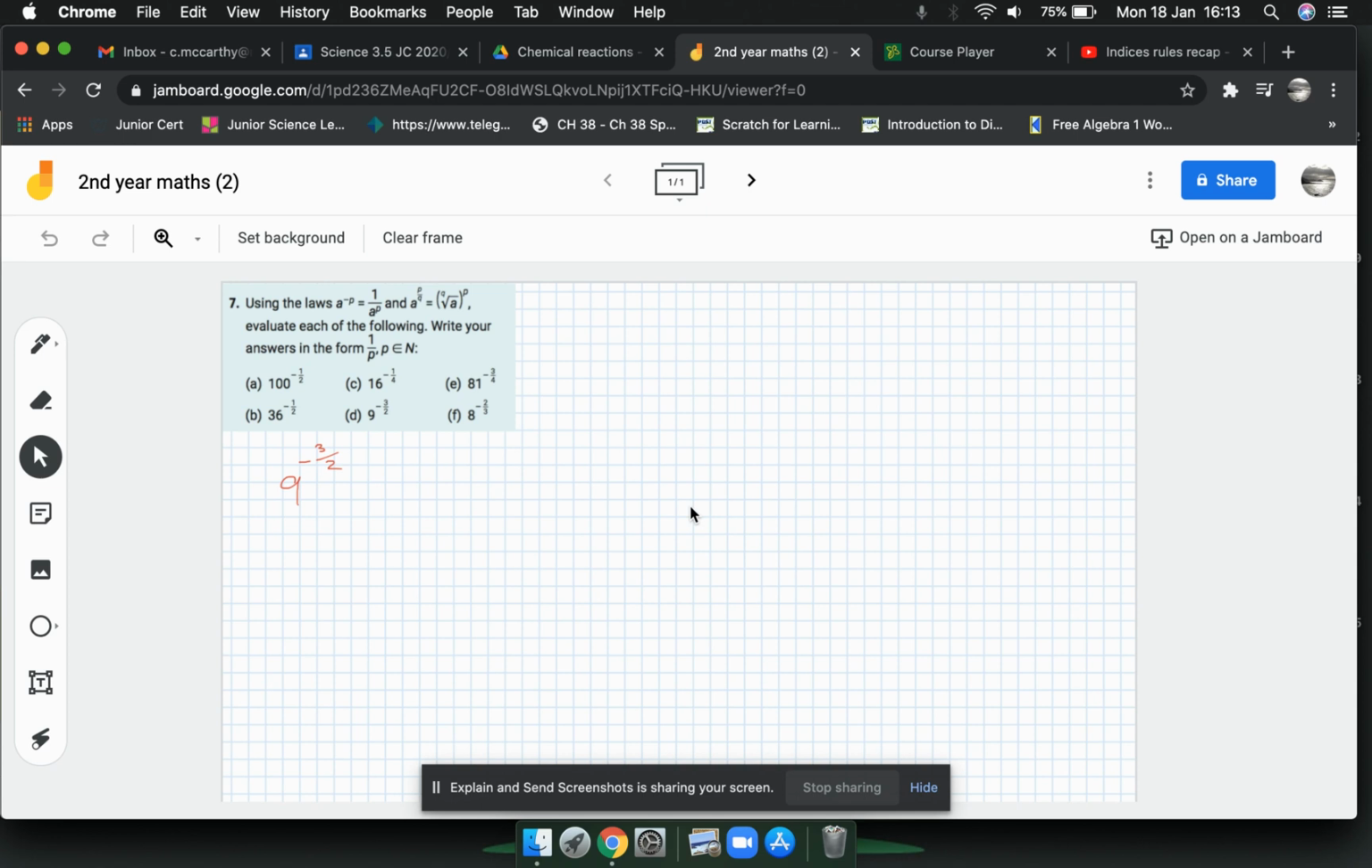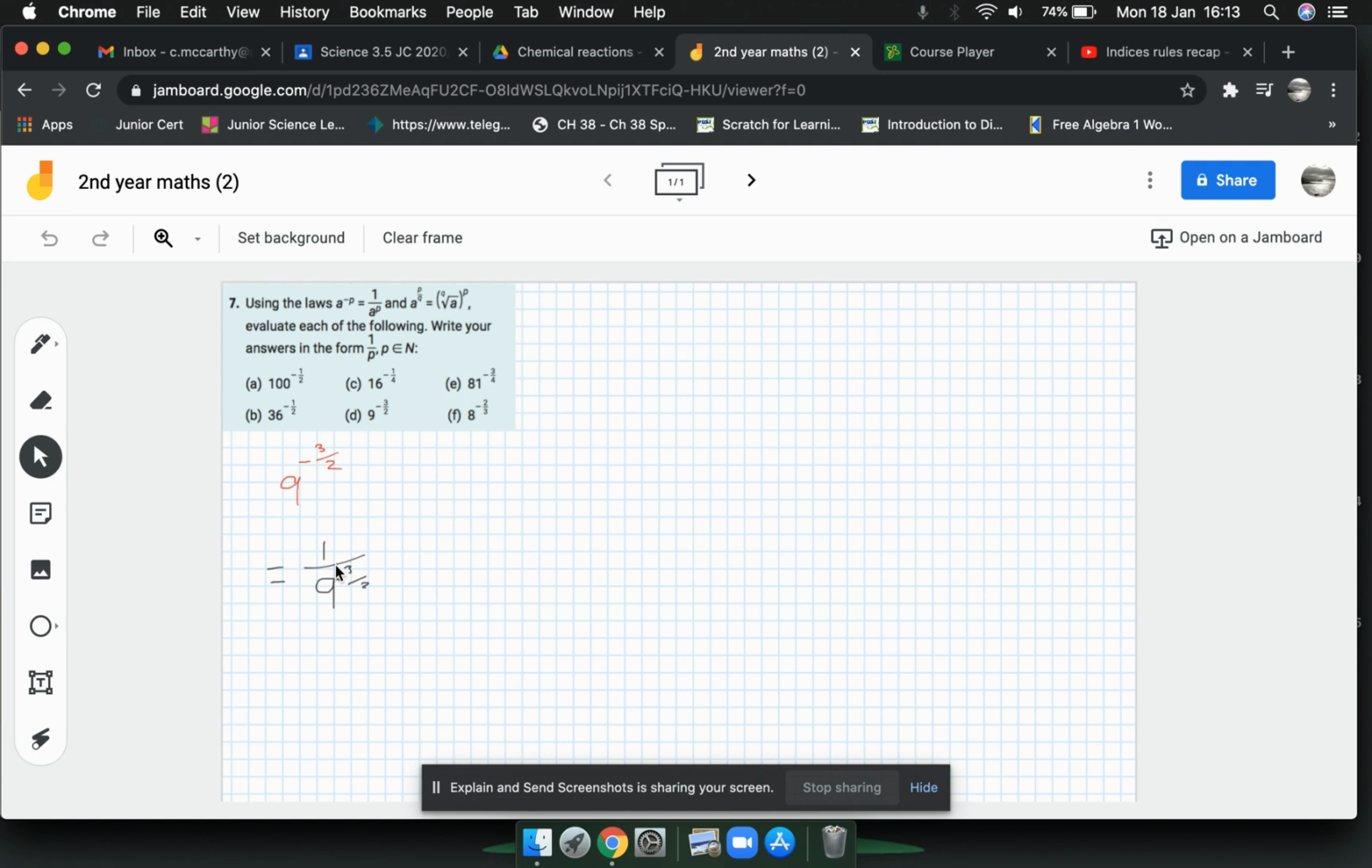The first thing I need to do is I need to solve the negative sign. A negative indice is no good for me. What I'm going to do is recognize that when I have a negative indice, I can always put the whole number and indice below the line, and that'll become a positive then. In other words, it'll become 1 over 9 to the power of 3 over 2. And that is solving the first part, which is the sign.